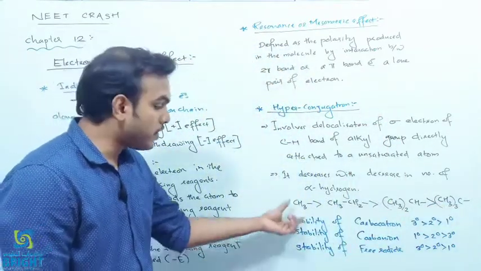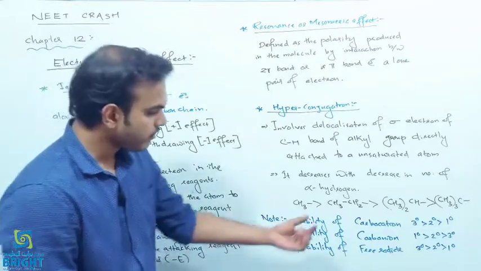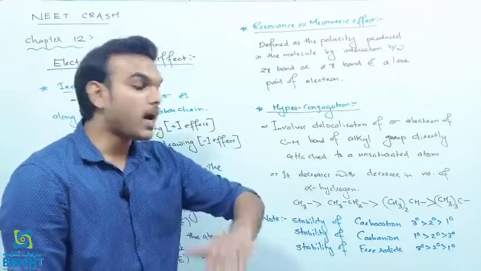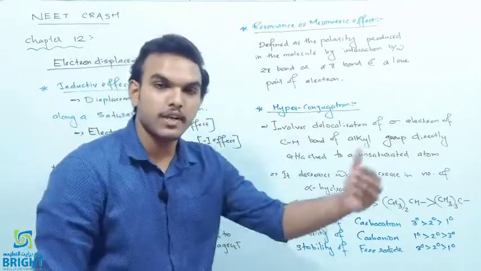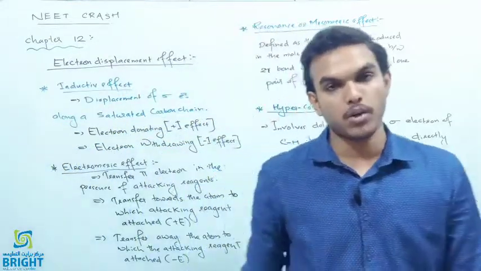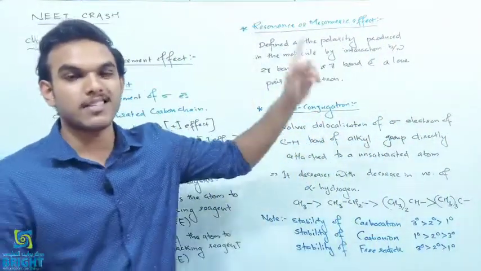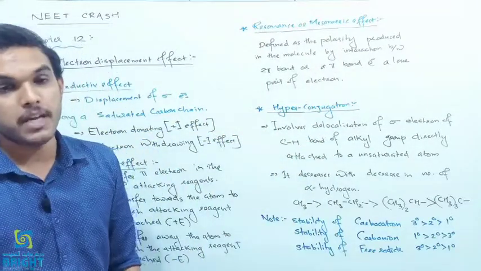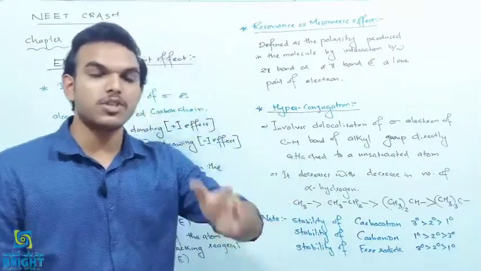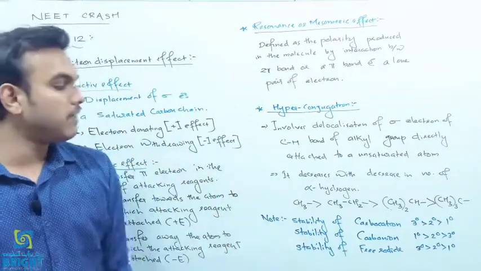Now we are giving you some notes about the stability of carbocation, carbanion and free radical. If it is a carbocation, the order of stability is tertiary, secondary, primary. If it is a carbanion, the order of stability is primary, secondary, tertiary. If it is a free radical, the order of stability is tertiary, secondary, primary. So now we have discussed electron displacement, that is the inductive effect, electromeric effect, resonance or mesomeric effect, and hyperconjugation. We also explained the different types of stability. We discussed all these things.